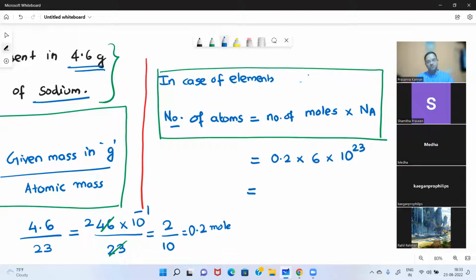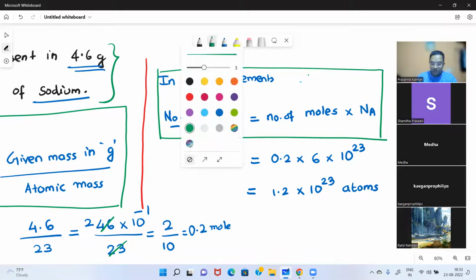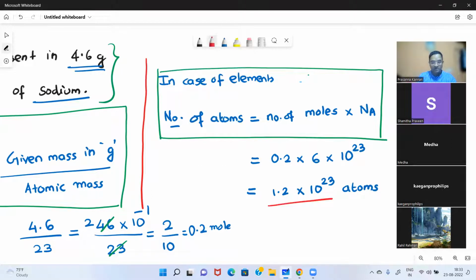Please, in your exams, do not do approximation. Once again, I'm saying, please do it with calculator, 6.023 completely. Okay. 0.2 into 6, 2 into 6 is 12, so 0.2 into 6 will be 1.2 atoms. So the number of atoms of sodium in 4.6 grams of sodium is going to be 1.2 into 10 to the power 23. All right, that's all.